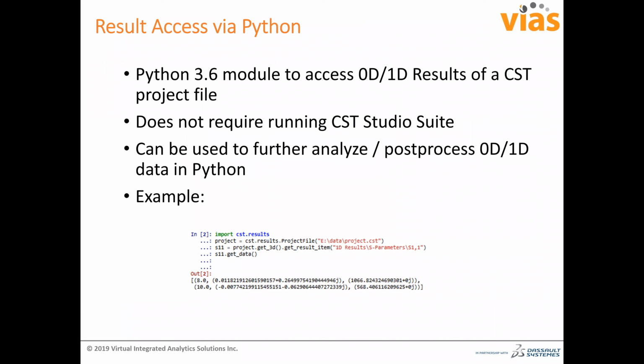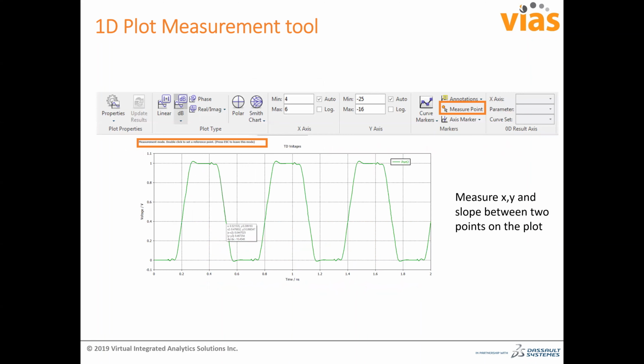Now there is result access via Python. You can have 0D and 1D results. If you want to make an automation, like your S-parameter of, let us take, 126 runs has to be saved in an Excel automatically, you can write a VBA code for that and integrate Excel with the VBA in the CST. After each run it will automatically store the result in the Excel sheet using this Python code.